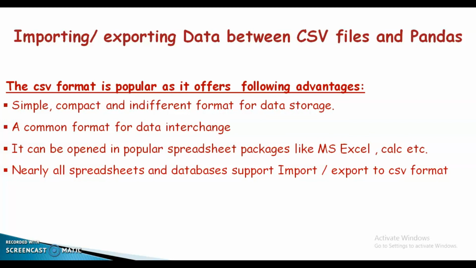That's comma separated values. What is it? How can we identify it? Just identify all these things. Okay, clear? CSV files and pandas: importing or exporting data between CSV files and pandas. We can write data to a CSV file through the pandas library. We can read data from a CSV file through the pandas library. That is its usage. Okay, clear?